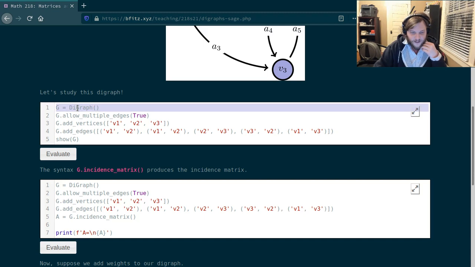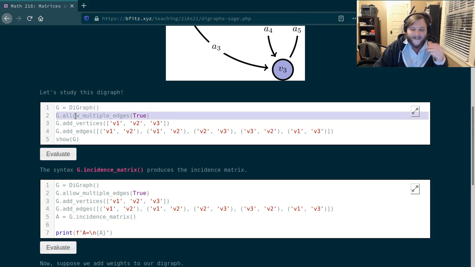The first line of this code initializes a variable g and tells Sage that this is a directed graph. By default, Sage does not allow for arrows that are the same. So it wouldn't allow for 2 arrows to start at the same node and end at the same node. But it does allow for that functionality. You just have to turn it on. So I'm doing that in the second line of code here.